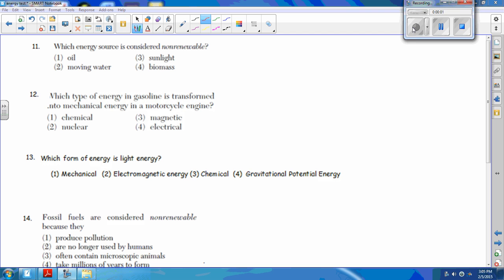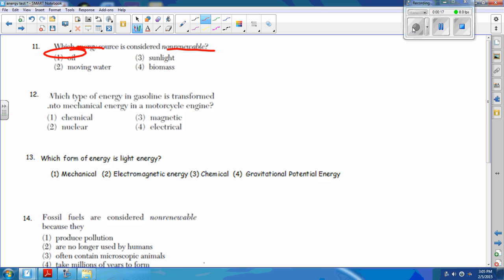Questions 11 through 20. Which energy source is considered non-renewable? So underline the word non-renewable. This means you can't use it again once you've used it. So the only thing that you cannot use over again would be oil.